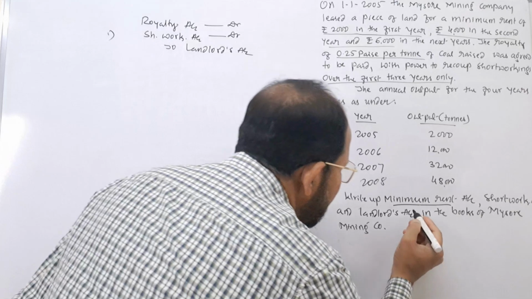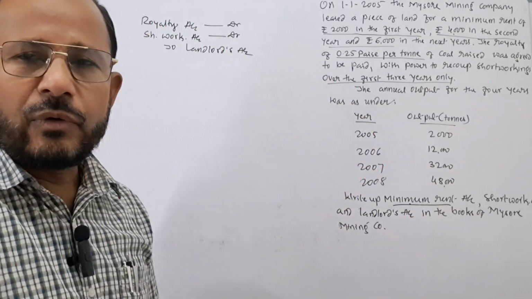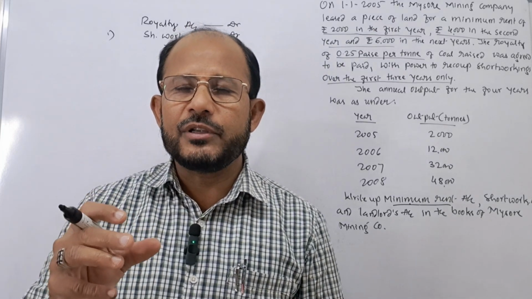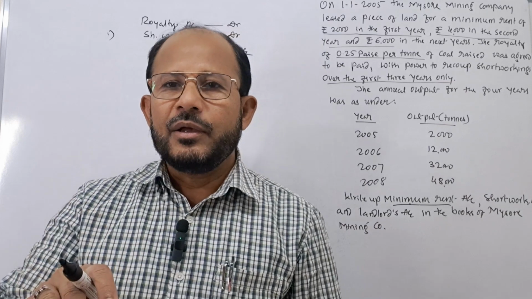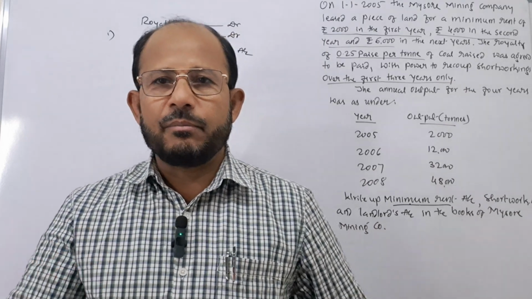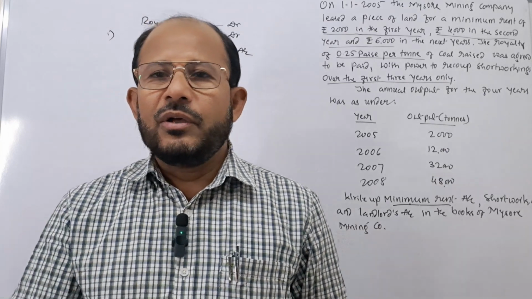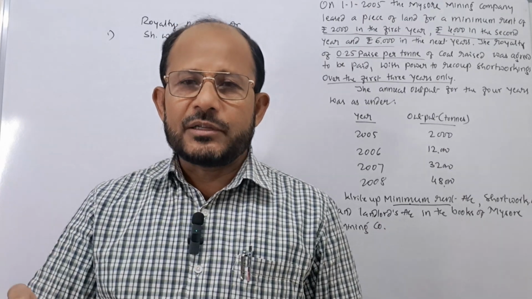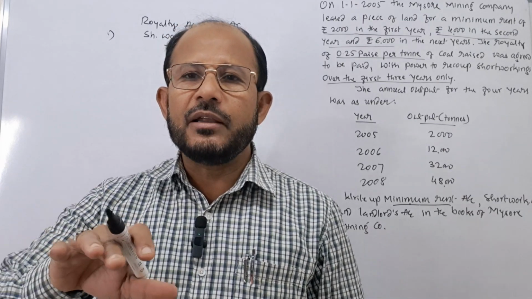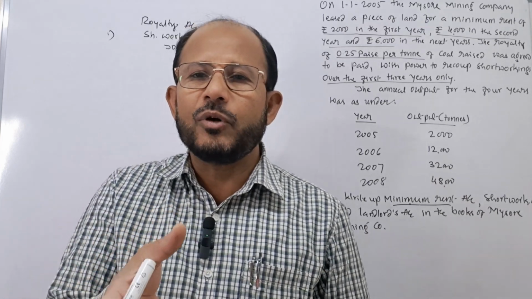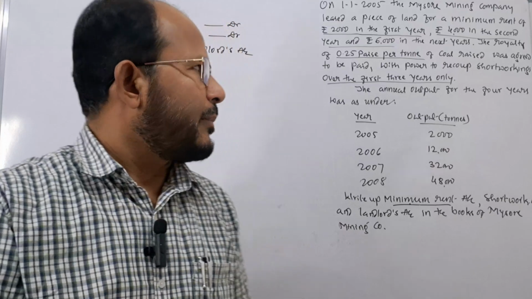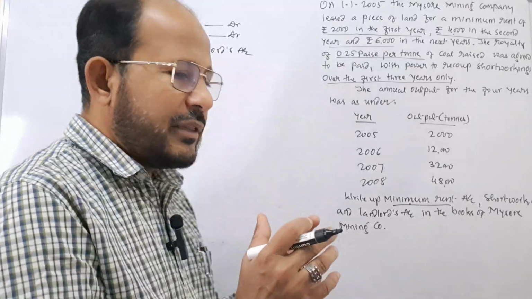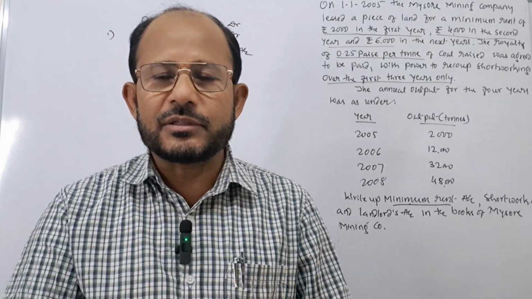Here we are going to prepare minimum rent account. What is the meaning of minimum rent? Here minimum rent means this is the fixed amount of money which is agreed to be paid by the user of the right, by the company, to whom? To the landlord, whenever the actual royalty falls below the minimum rent. If the minimum rent is more than the actual royalty, in that case the minimum rent amount is required to be given to the landlord. Therefore, here minimum rent is nothing but the total of actual royalty and short workings.